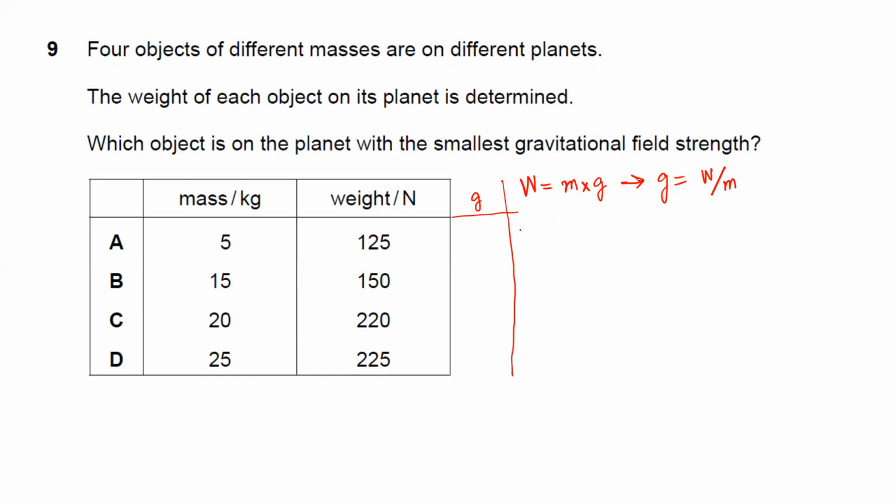So this 125 divided by 5 comes out to be 25. 150 divided by 15 comes out to be 10. 220 divided by 20 comes out to be 11. And this is 225 divided by 25, and this comes out to be 9. So which object is on the planet with the smallest gravitational field strength? So the answer is D, because G is basically the gravitational field strength. So 9, the value D, is the object which is on the planet with the smallest gravitational field strength.